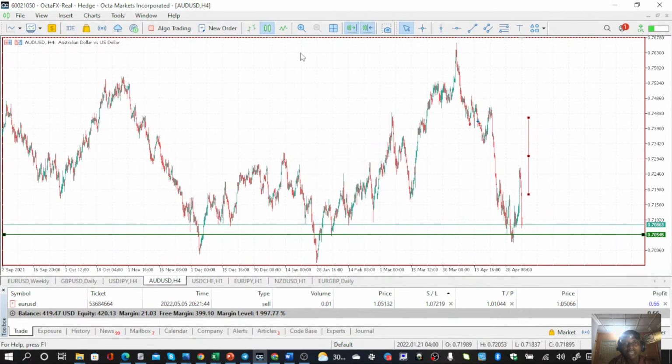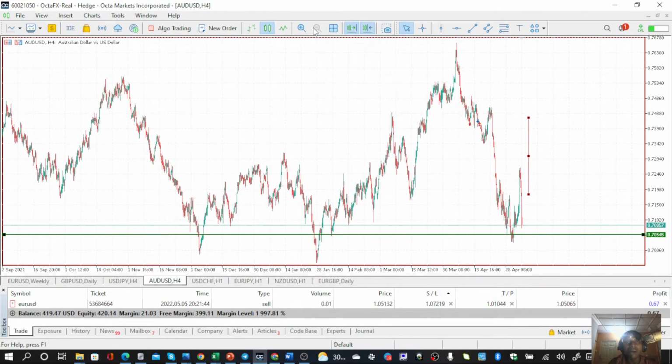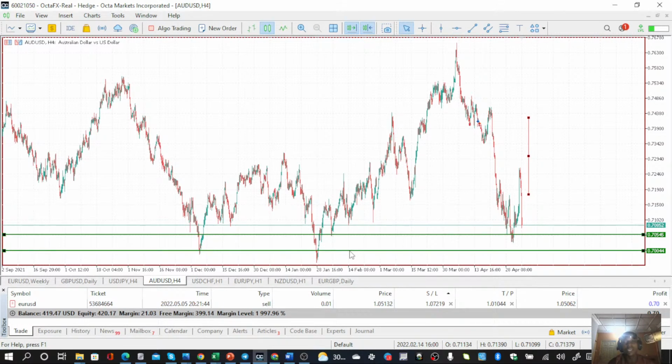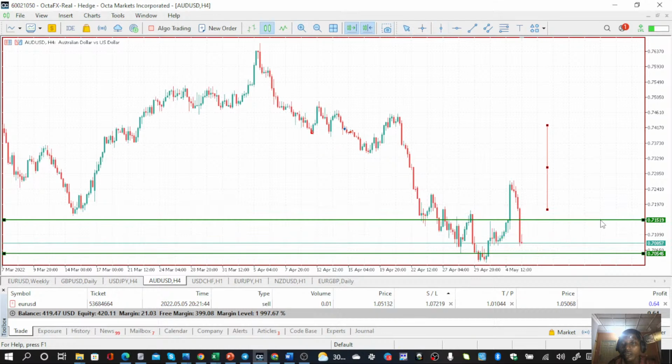I'm trying to determine where it should touch. It might finally break out and come down to somewhere here, and then we can look to put in our stop loss here. Let's zoom in. Now we can look to put in our stop loss here.